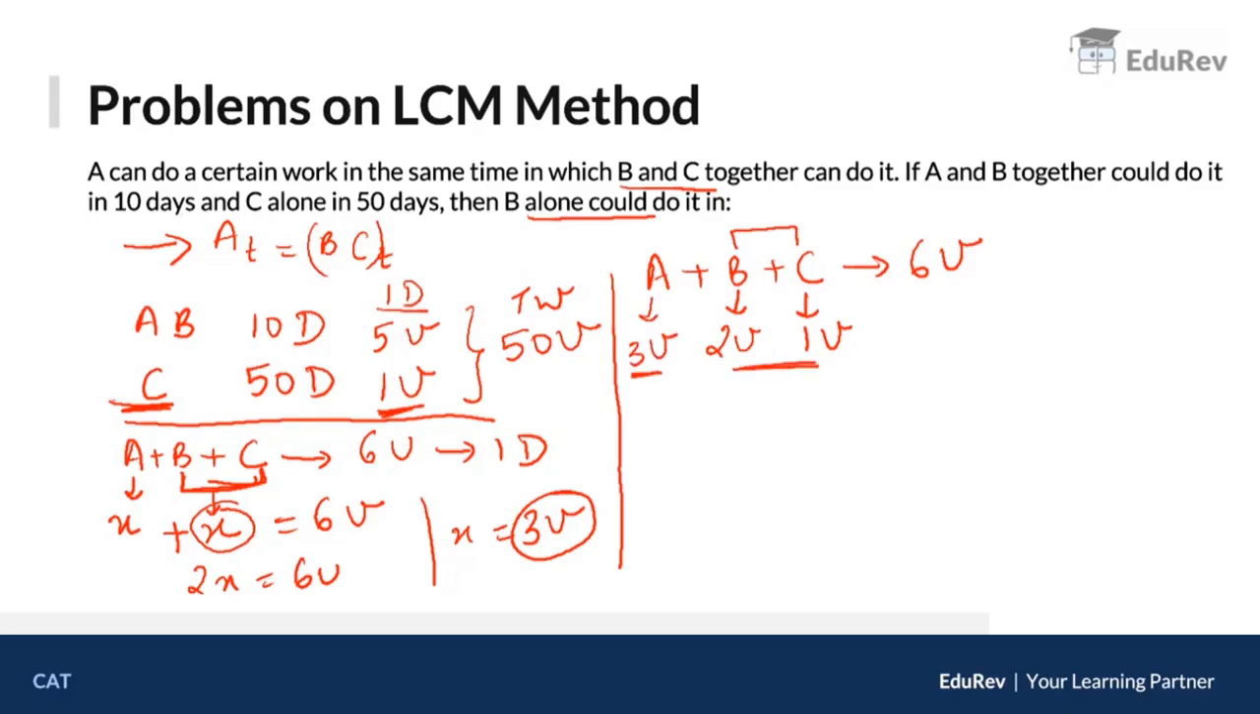Now the question is, how much time does B alone take? B does 2 units in 1 day. Correct? He has to do 50 units because we had assumed the total work to be 50 units. So how much time will it take to do 50 units? 50 units will take 25 days. So B can alone complete the task in 25 days, and that is your answer.